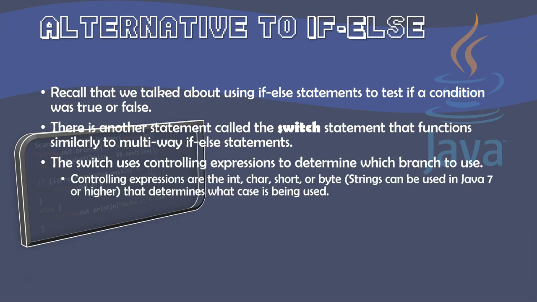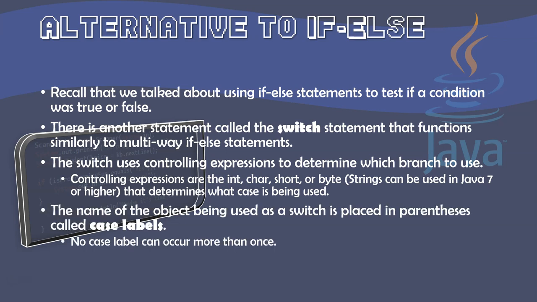Now the switch statement uses what's known as a controlling expression to determine which branch to use. Controlling expressions are going to be ints, chars, shorts, or bytes, and if you're using Java 7 or higher, you can use strings as well to determine what case to use. The name of the object being used as the switch is placed in parentheses, and each case has what is known as a case label. No case label can occur more than once. There's also a special case which we call our default, and that's always going to be the last section in our code.